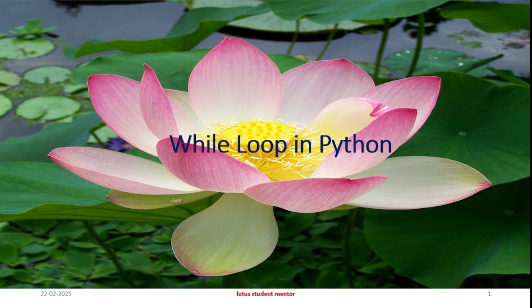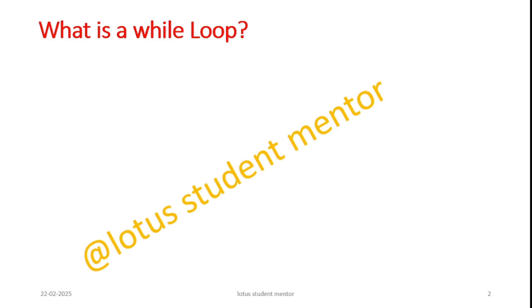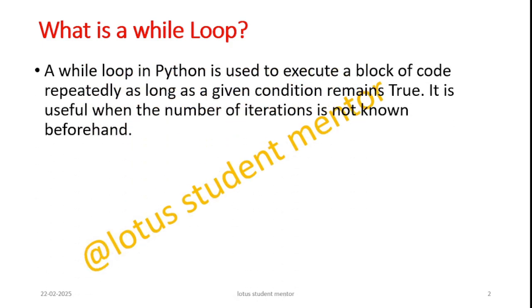In this session, we are going to study the while loop in Python. What is a while loop? A while loop in Python is used to execute a block of code repeatedly as long as a given condition remains true. If it is false, termination takes place from the loop.